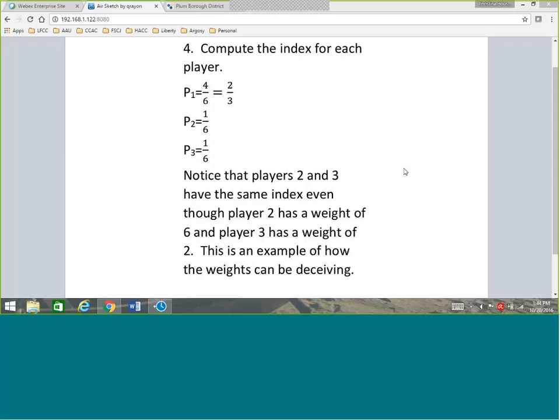Okay, so now we're going to compute the index for each player. Player 1, first of all, notice that the bottom number for all of these is 6. That's because n factorial, which in this case is 3 factorial, is 6. So that is always the bottom number in my index for the Shapley-Shubik index. And the top number, that's the pivotal counts for each player. Now notice that in this case I had to simplify the 4/6 to 2/3.